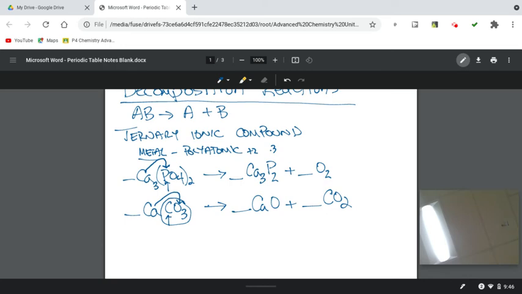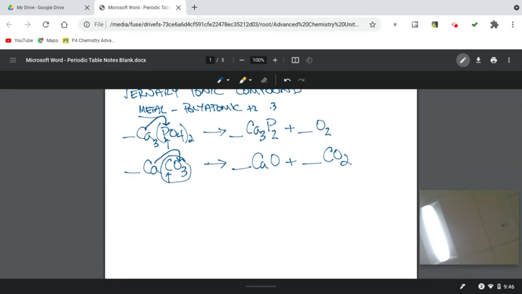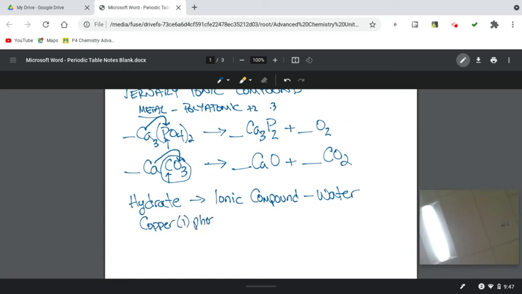Now, the other type of decomposition reaction is the decomposition of a hydrate. Now, we haven't covered what a hydrate is yet this year, but a hydrate is basically an ionic compound that has water bonded to it, or some number of waters bonded to it. So if I tell you that we have copper(I) phosphide hexahydrate.